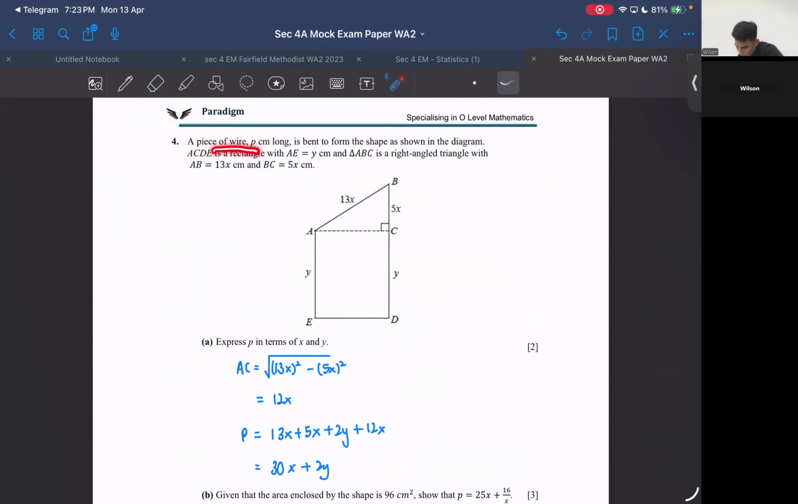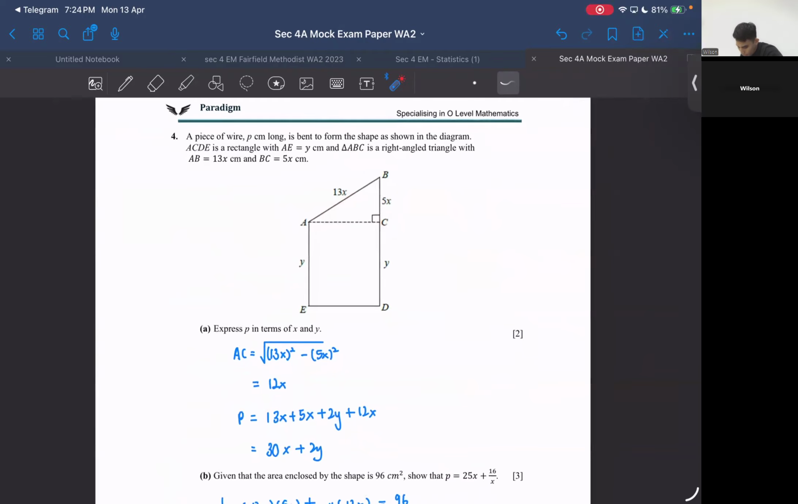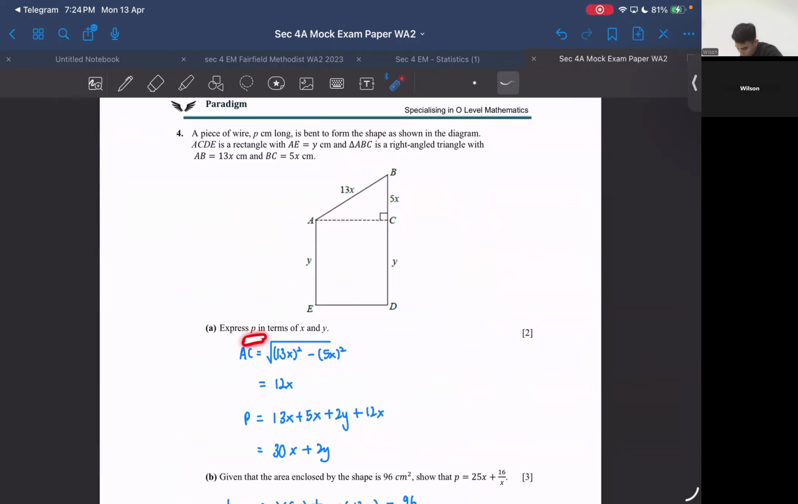A piece of wire P cm long is bent to form the shape in the diagram, which is this. ACDE is a rectangle. AE is equal to y. ABCD is a right angle triangle. And this is 13x and 5x over here. Now they want me to express my P, which is the perimeter of this wire, in terms of x and y over here. So this one is not difficult.